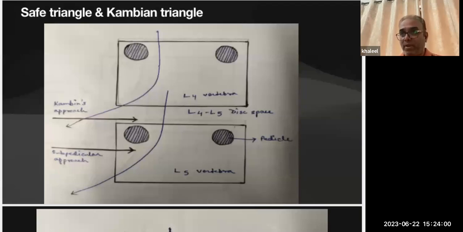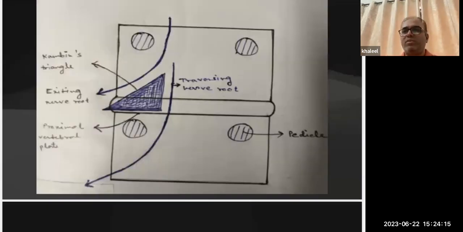However, if we approach between the L4 and L5 vertebrae at the disc level, above the pedicle, now we are hitting the L5 traversing nerve root. It is more evident in the next picture. So this is actually Kambin's triangle. This is the traversing nerve root.